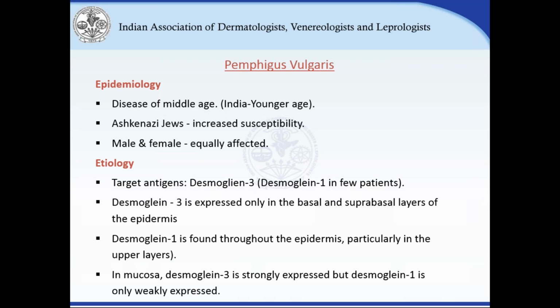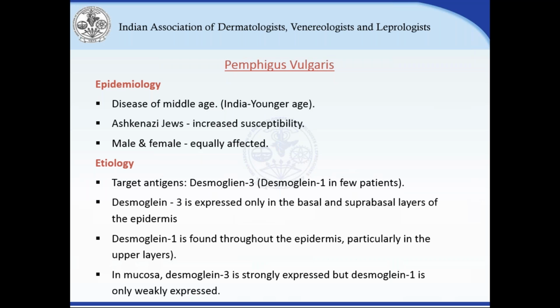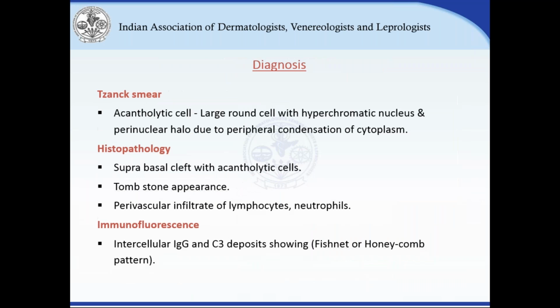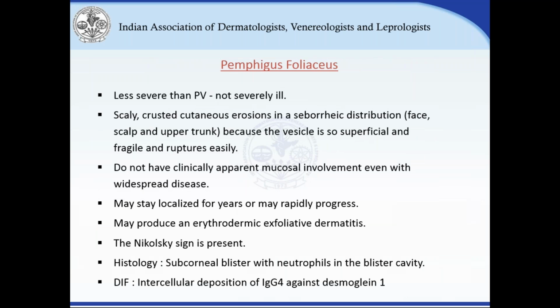Desmoglein 1 is found throughout the epidermis, but mostly in the upper layers. Even though it is found throughout the epidermis, remember what is more in the lower epidermis: desmoglein 3 is more. So even if I knock out desmoglein 1, desmoglein 3 is there to compensate for it. And in the mucosa, desmoglein 1 is actually expressed very weakly, so it hardly affects, it never affects the mucosa. Very rarely, small blisters or small erosions might form in the mucosa, that too in patients with a severe high antibody load. Pemphigus foliaceus is rarely fatal and patients don't really die, but it's a very irritating disease.